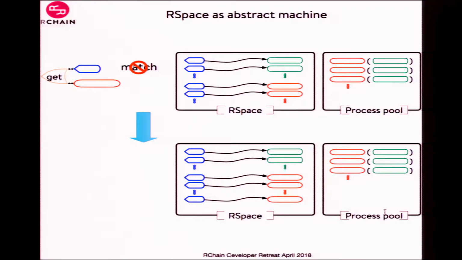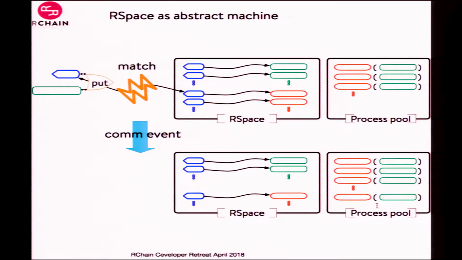All right, so if it doesn't match, then we do the other thing, right? So the other thing is we would take the continuation and add that at the key to the R space, leaving the process pool unchanged. Very simple. Yes? Sweet. Now we have the dual case. Not much to it, right?